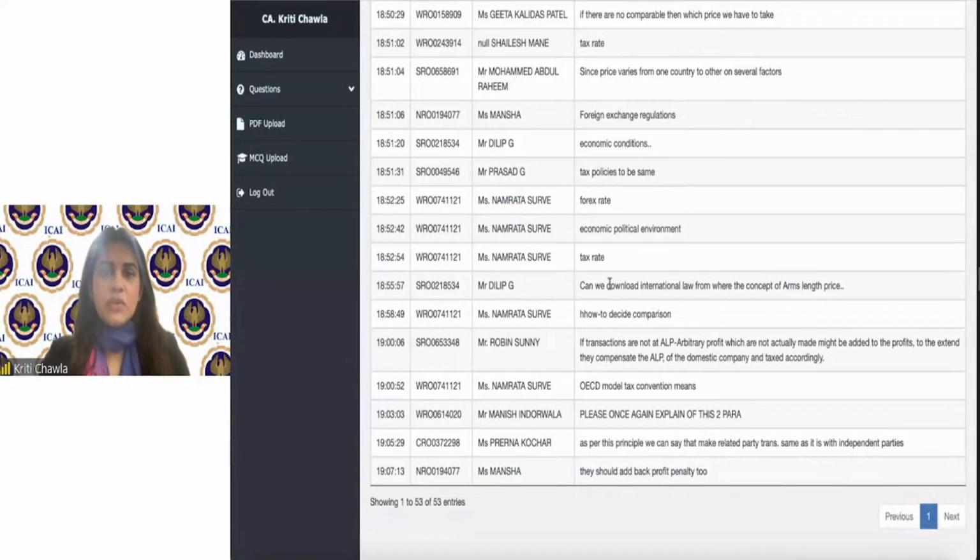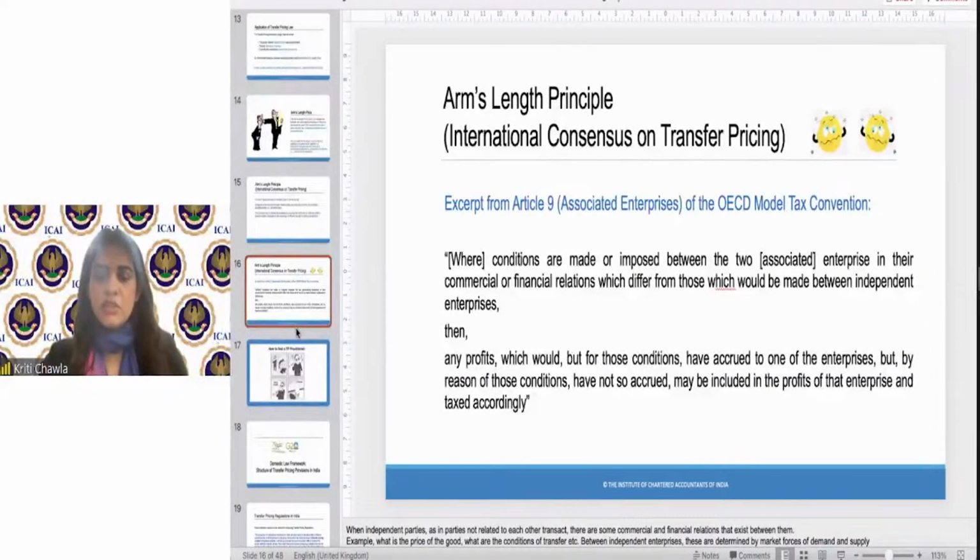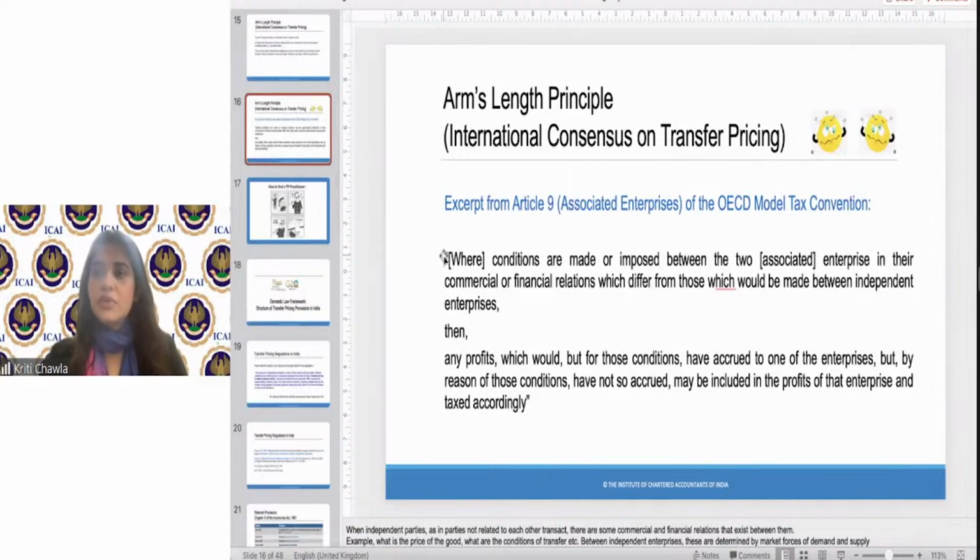Okay, any questions now? This is basically the arm's length principle. Any questions now?